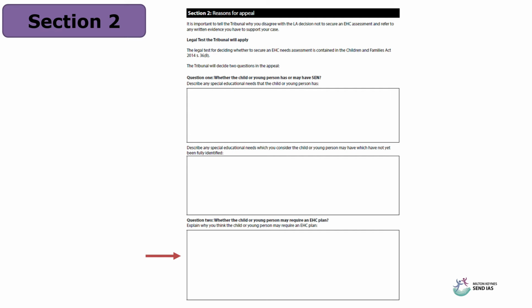Explain why you feel the child or young person needs extra help that the education setting cannot provide. It is helpful to include whether the child or young person has times where they are taught outside of the main classroom, if they are on a part-time timetable, or times that they have been excluded.